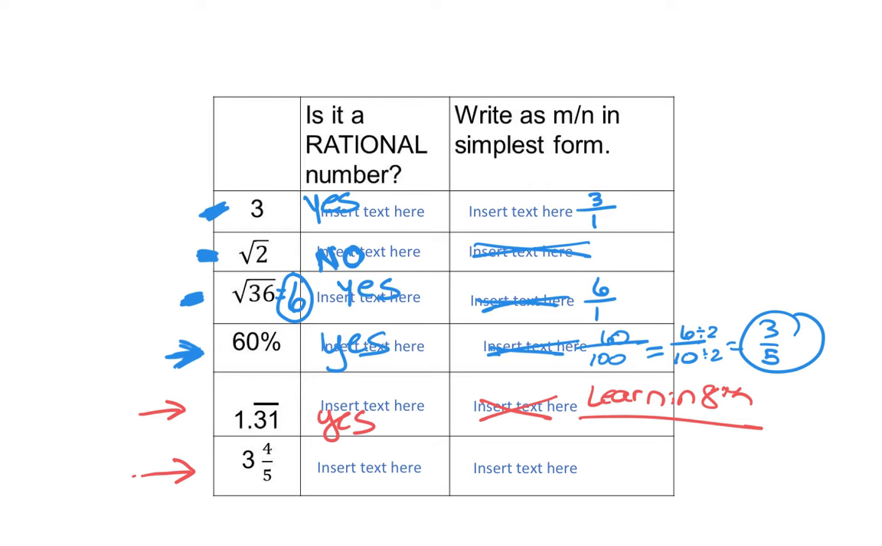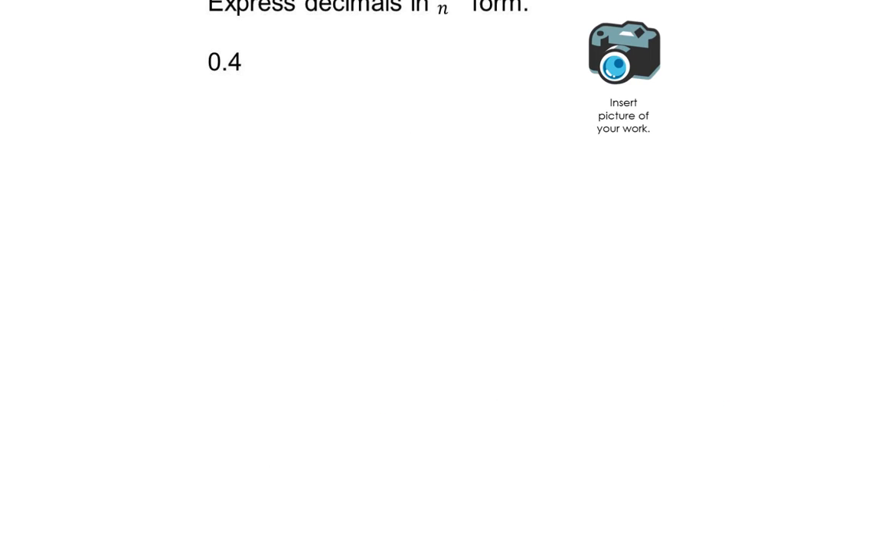Our next one, is it a rational number? Well, yes, it's a fraction. So a fraction can be written as a fraction. Yay, good job. Written as m over n form. Remember, m over n, you have improper fractions. You do not have mixed numbers. So you simply have to convert it into an improper fraction. So 5 times 3 is 15. 15 plus 4 is 19. Denominator stays the same. It does not reduce. So that is it in m over n form.